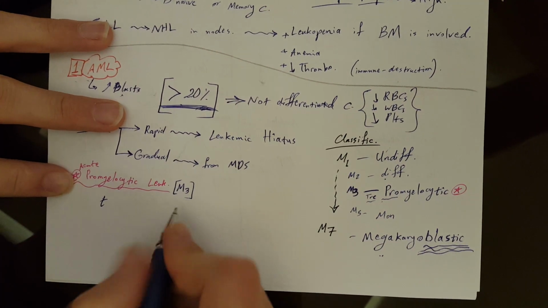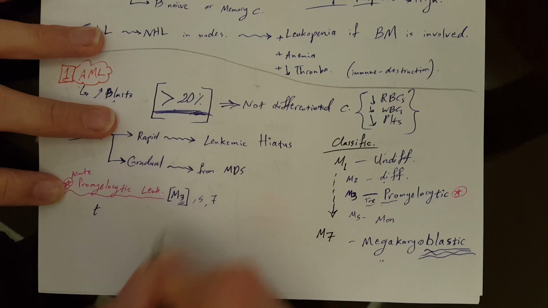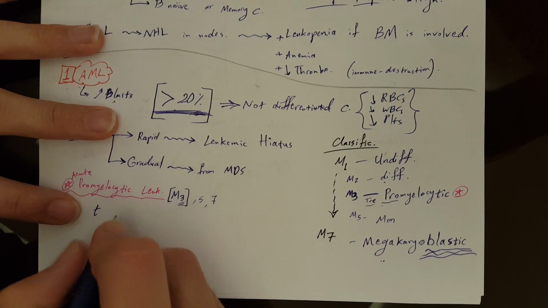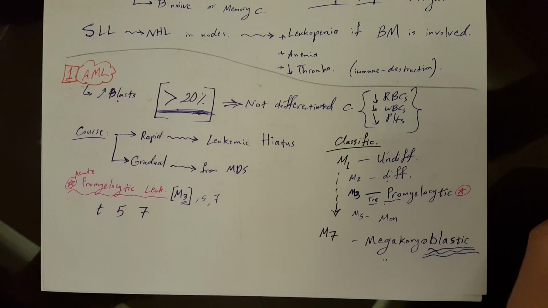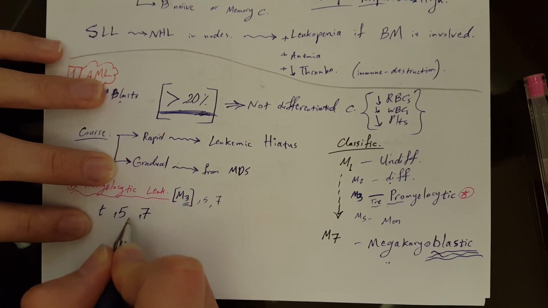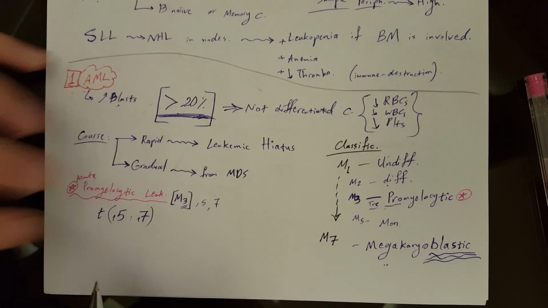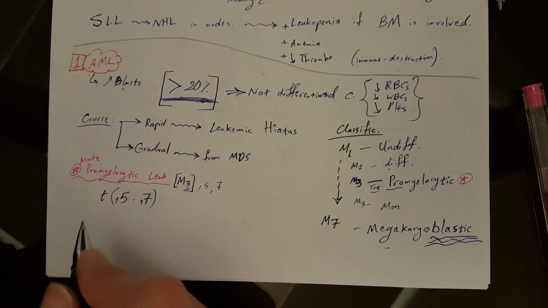Now, how I memorize it is you have 3. Okay, go 3, 5, 7. 3, 5, 7, 3, 5, 7. So the T, there's a 5 and there's a 7. And the mutation that occurs here is 15, 17. Okay? And this is one of the important translocations for you guys to know.